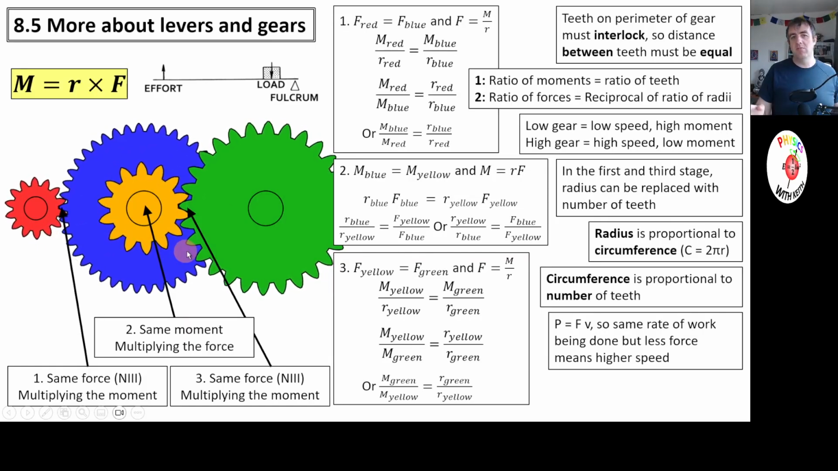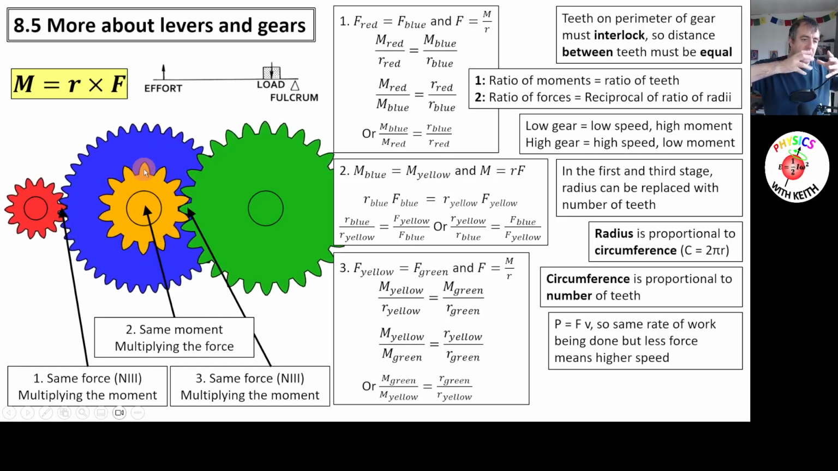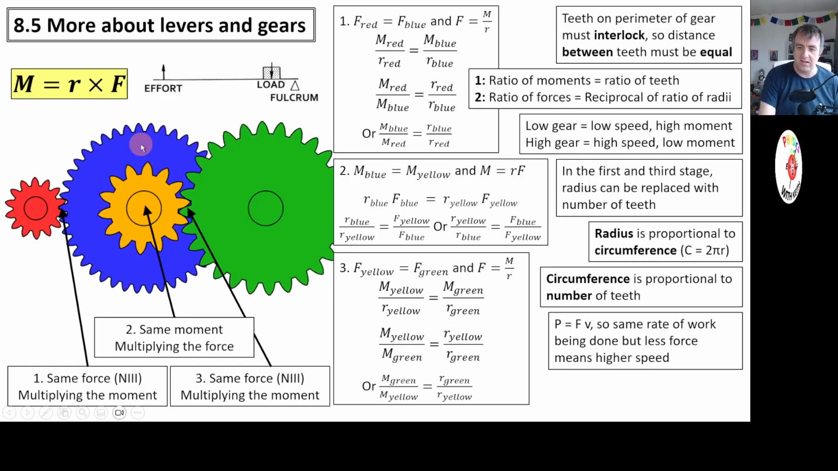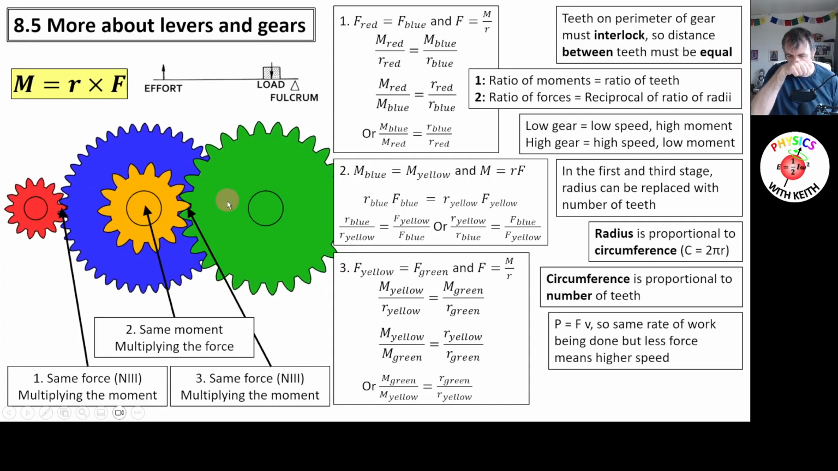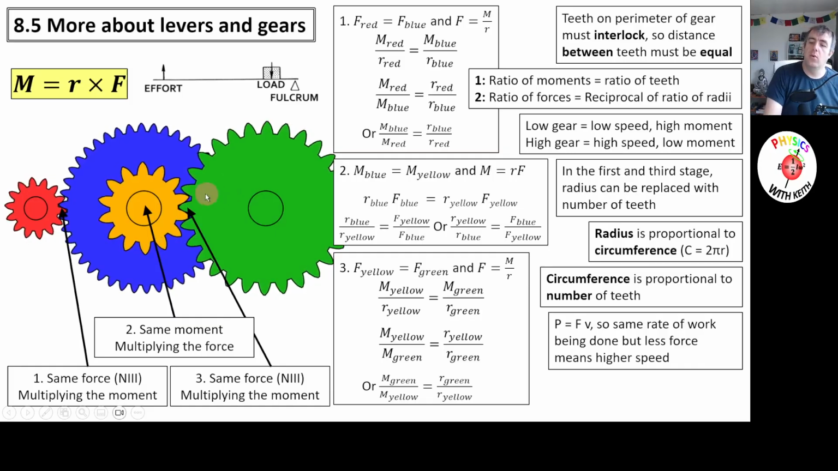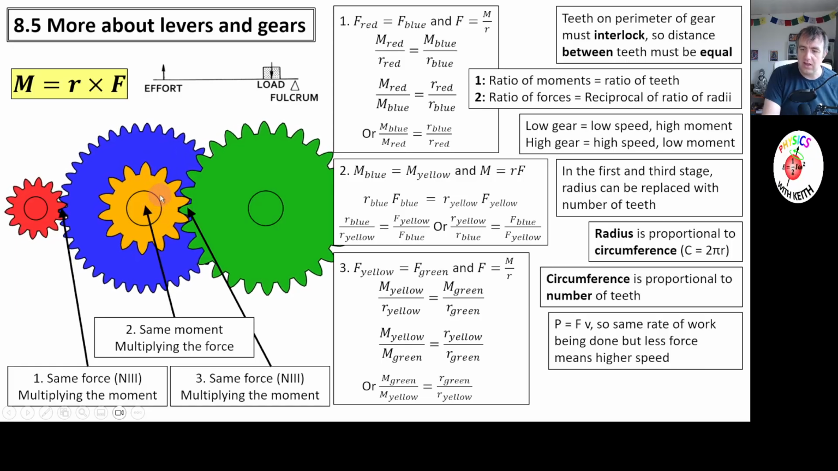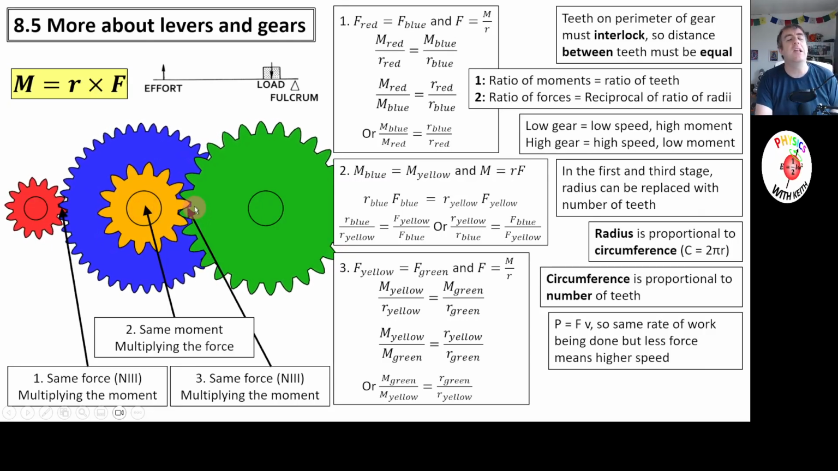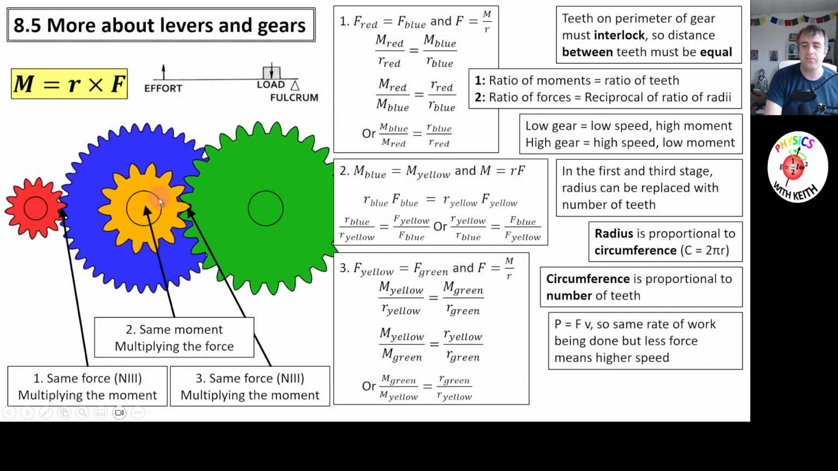And those two moments must be the same because the blue-yellow gear combined is rotating at a constant rate. So the moment resultant must be 0, so the magnitude of these moments must be the same. Okay. So what does that mean? Well, if the yellow gear had half the radius of the blue gear, the yellow gear has twice the force at the edge. So this machine increases force. It steps up the force.